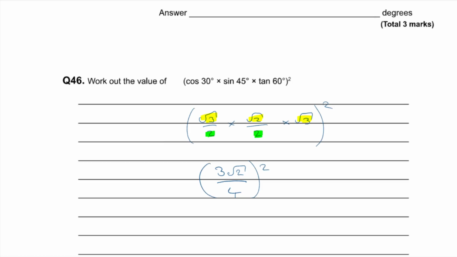Now when you're squaring things multiplied or divided together, that square gets applied to each part. So it gets applied to each of those 3 parts separately. So I'm going to be squaring 3, that's going to give me 9. I'm going to be squaring root 2, that's going to give me 2. And I'm going to be squaring 4, that's going to give me 16. So I'm going to get 9 times 2, which is 18, divided by 16. That's the same thing as 9 over 8, or 1 1/8, but I'm happy with it being 9 over 8.